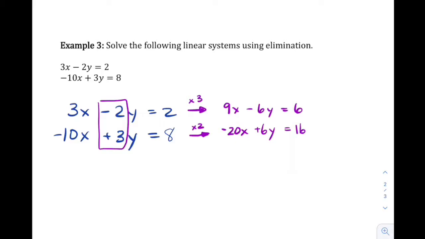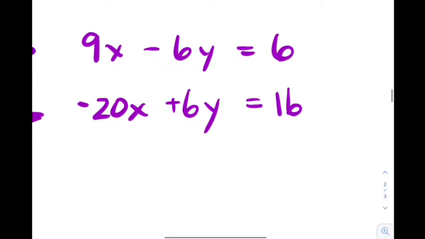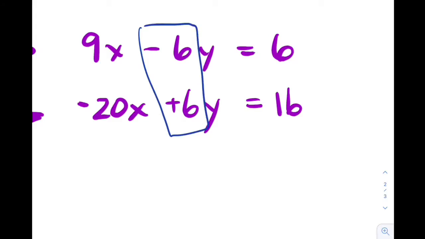Now we have our equivalent linear system where we have the same number in front of our y value. Don't worry about sign. Now we're going to have to decide what do I have to do to these numbers in order to eliminate it. What will give me 0? Because I want 0 as my result. I want to eliminate y in this case.